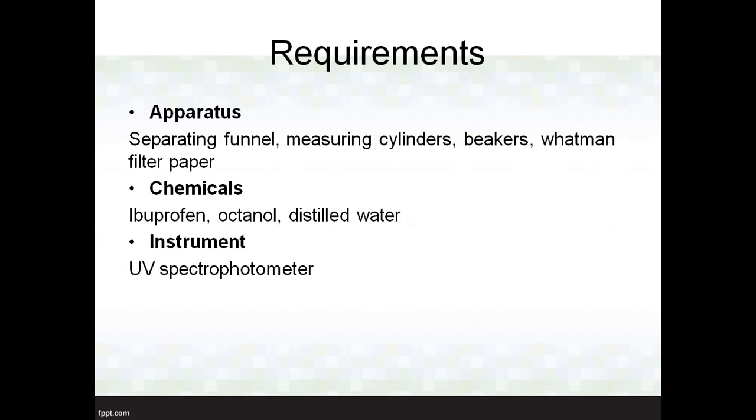Let us see the requirements for the practical. Apparatus we would require are separating funnel, measuring cylinder, beakers, Whatman filter paper. Chemicals we will require are ibuprofen, octanol and distilled water. So octanol and distilled water is our solvent system. The instrument we would be using is a UV spectrophotometer. With the help of the UV spectrophotometer, we are going to determine the concentration of ibuprofen in octanol as well as water phase, and from this concentration we are going to find out the partition coefficient.